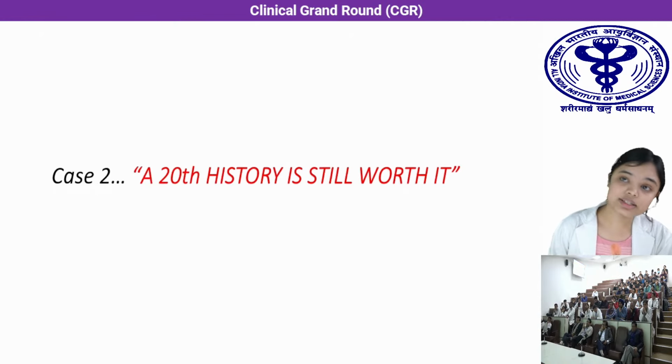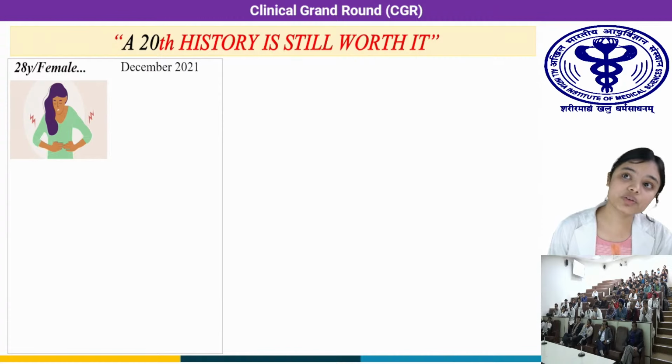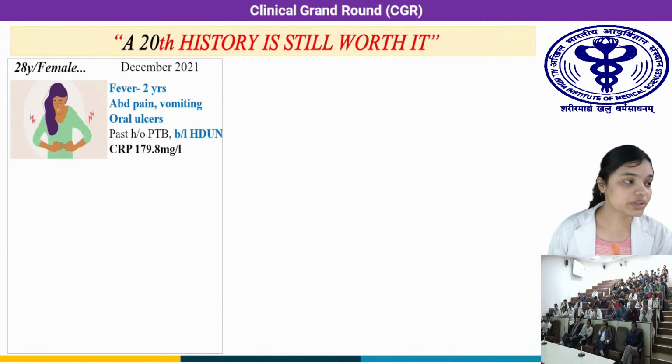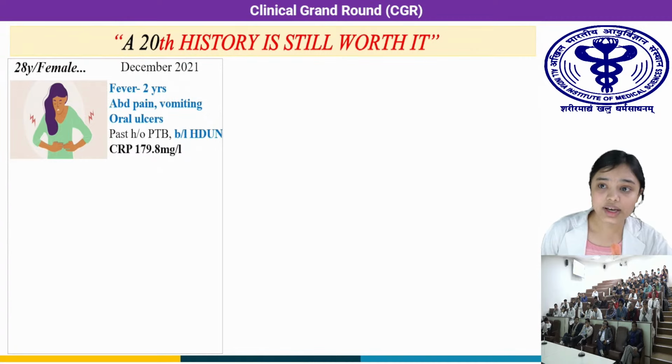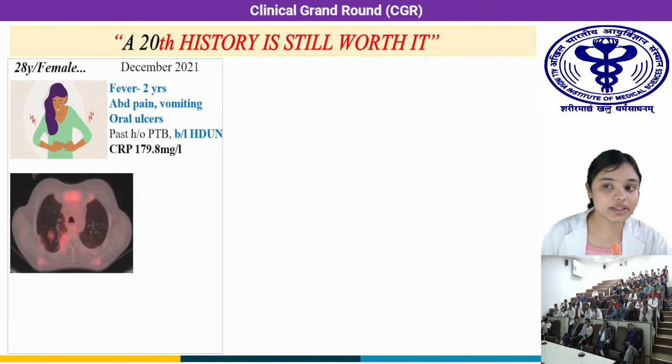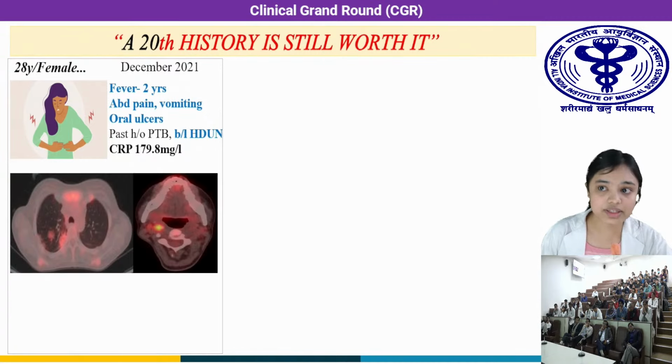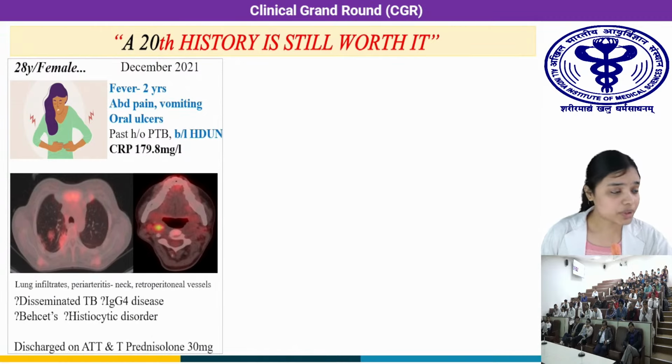So let's move on to our second case. She was a 28-year-old female who had fever, GI symptoms, oral ulcers, past history of pulmonary tuberculosis, and incidentally was detected to have bilateral hydroureteronephrosis. An FDG PET scan done showed multiple FDG avid lung infiltrates and FDG avid thickening in her neck vessels and also in her retroperitoneal vessels. So we kept a broad differential diagnosis of disseminated TB versus IgG4 disease versus Behçet versus a histiocytic disorder.